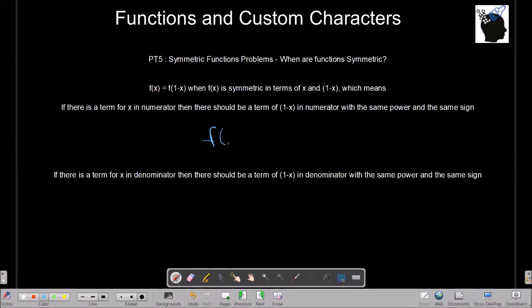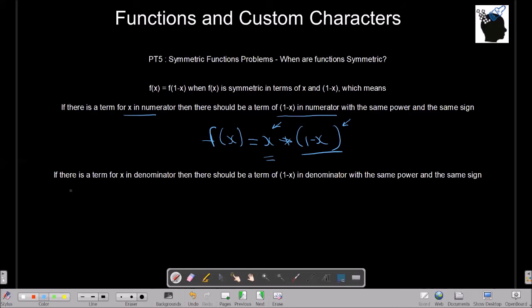For example, in the previous problem, we had f of x is equal to x into 1 minus x. So we have a term of x in the numerator and 1 minus x also in the numerator with the same sign and the same power. They have the same power of 1 and the same sign, which is positive. So that means f of x is symmetric in terms of x and 1 minus x.